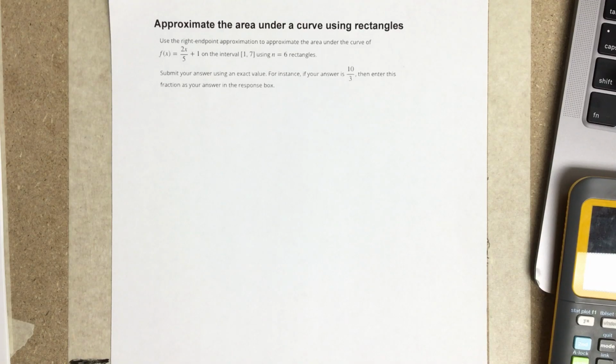In this video, we're going to approximate the area under a curve using rectangles. It says use the right endpoint approximation to approximate the area under the curve of f of x equals 2x over 5 plus 1 on the interval 1 to 7 using 6 rectangles.